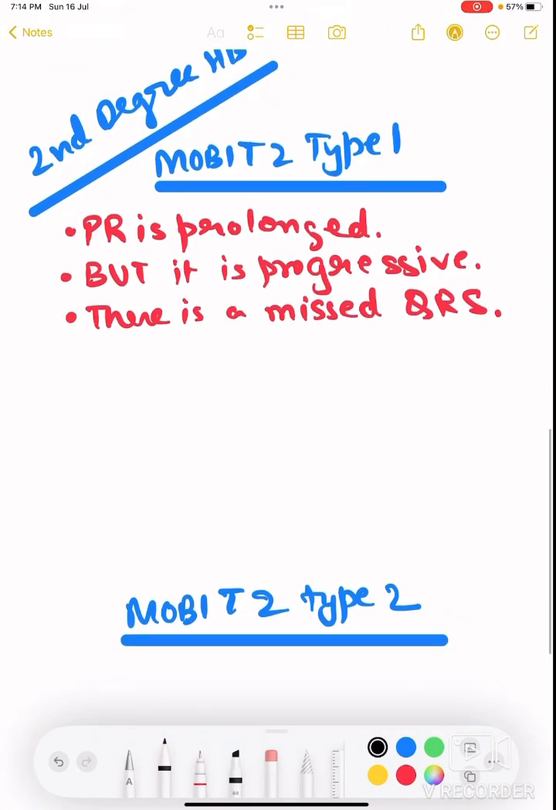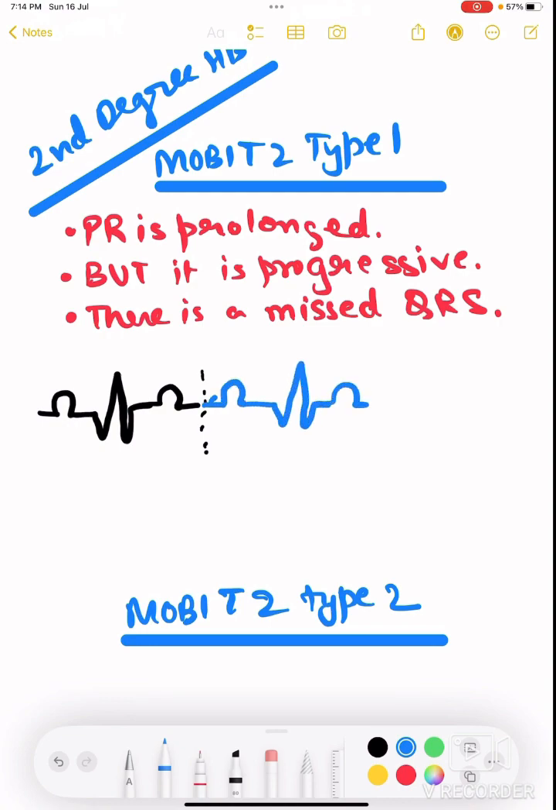Let us see the ECG of Mobitz type 1. This is P, QRS and T, right? Now the next ECG is starting. Next ECG, P, a bit longer PR, then QRS and T. Now again I'm going to the next ECG. P, much longer PR, then QRS and T, right? So here you can see the PR interval keeps on increasing, right? It is increasing, and after one time, what will happen?